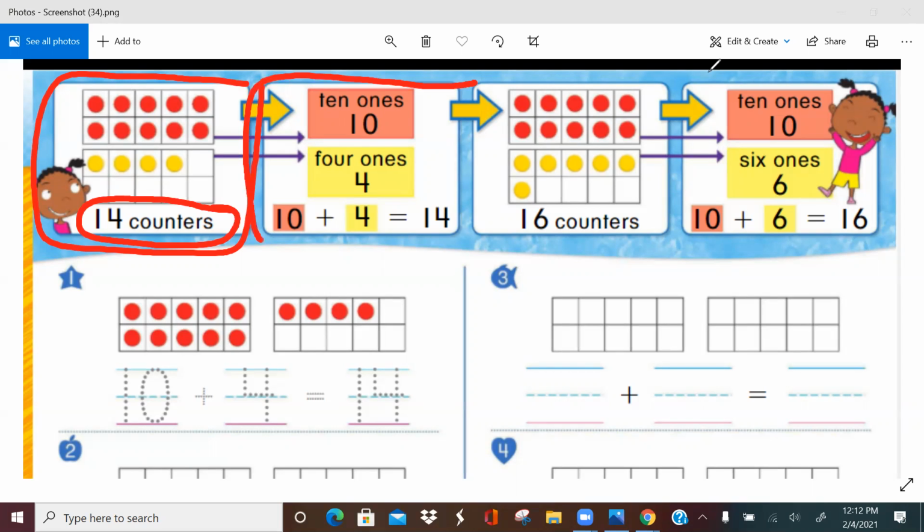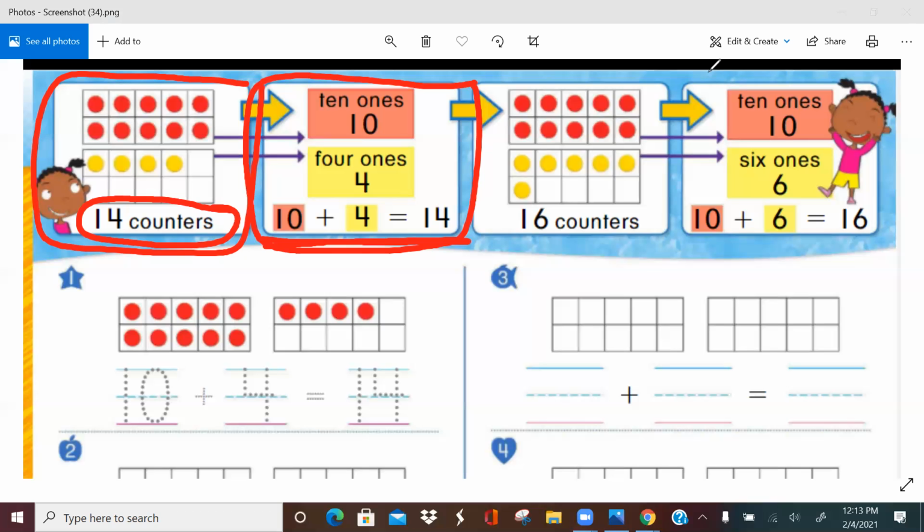All right, let's look over here in our next box. The picture shows a number sentence right here. Let's read it together. 10 plus 4 equals 14. So what does the 10 mean?